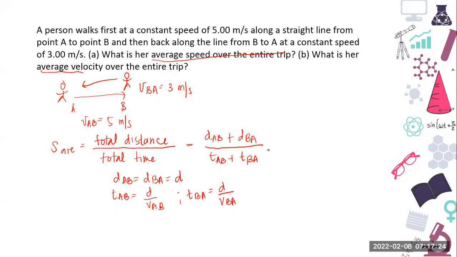Thus, we can already say that our formula will be D plus D, simplifying it, over D over VAB plus D over VBA. Of course, you can always compute them separately if you just don't like doing all the substitution in the formula. But I found this to be the easier way, or the better way, because it's very straightforward.